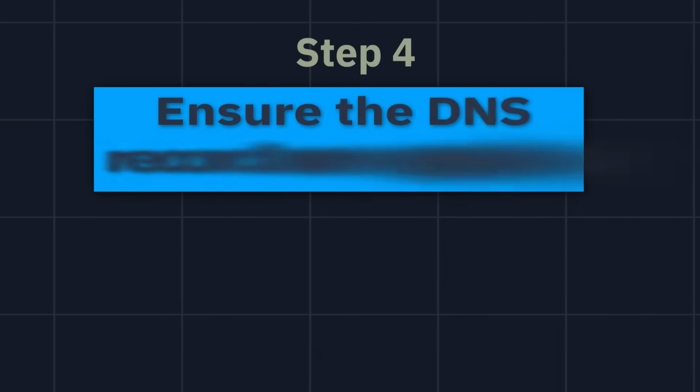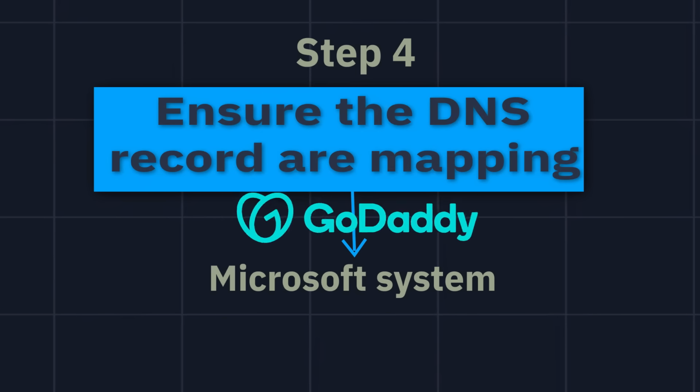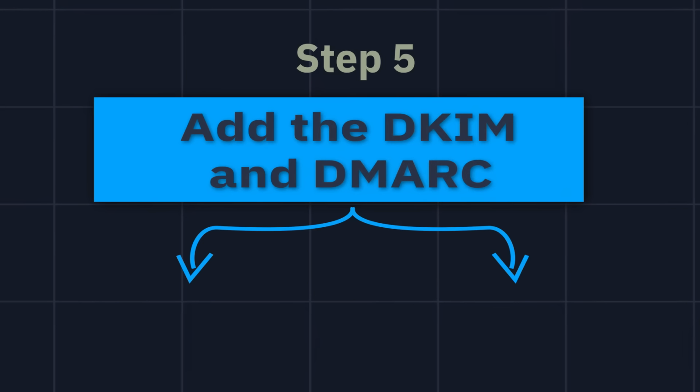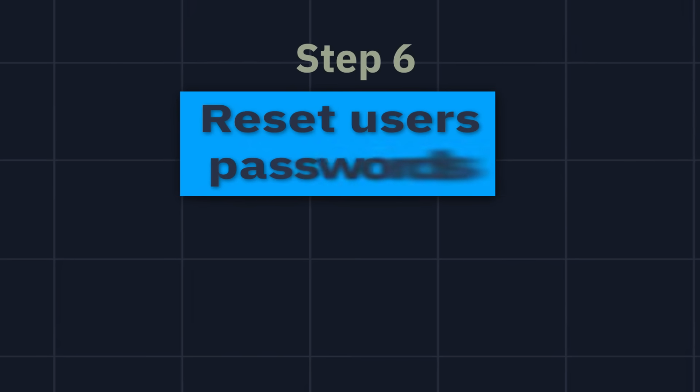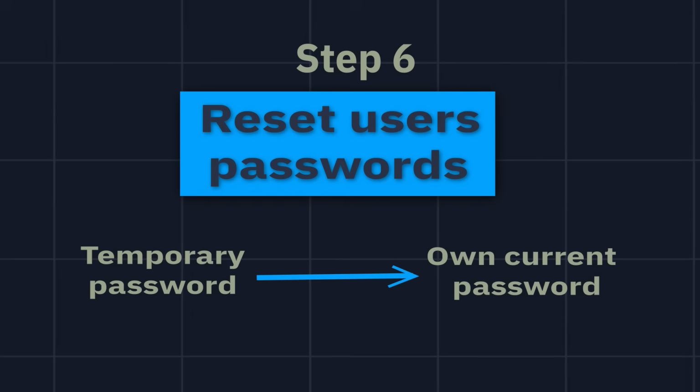After that, we will ensure the DNS records are mapping to Microsoft system. Through GoDaddy, the connection is pretty simple. We'll add also the DKIM and DMARC to ensure the email integrity and email security. That's almost all. The last step is going to reset users' passwords and share with them a temporary password, and they can change it later for sure to their own current passwords to completely finalize this process.